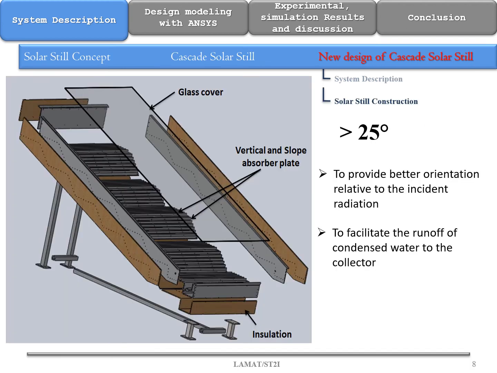The solar still has a top cover made of glass. The glass cover has two functions. Firstly, solar radiation passes through the glass cover, which prevents the radiation being transmitted by the inner face of the basin with a low temperature. And secondly, the glass cover presents a condensing surface for the steam. So we use an inclined glass cover of more than 25 degrees for two reasons: to provide better orientation relative to the sun and to facilitate the run of the condensed water to the collector.